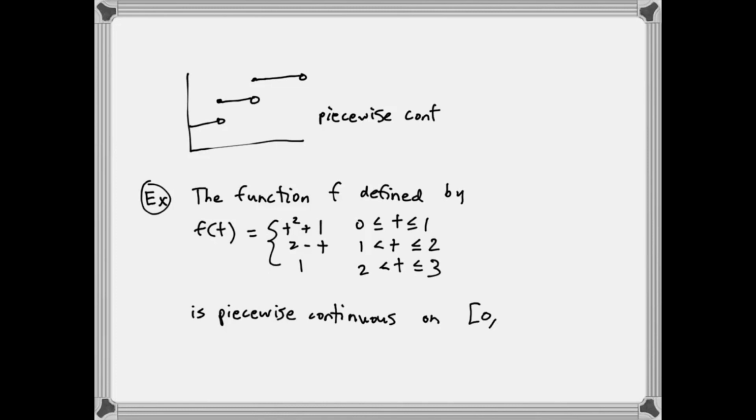On 0 to 3, right? Because it satisfies all the conditions. The conditions are: it's continuous on each subinterval, certainly this is, and f approaches a finite limit as the endpoints of each subinterval are approached from within. None of these go to infinity, none of these mini functions inside. None of them blow up at infinity at any number. So this is piecewise continuous.